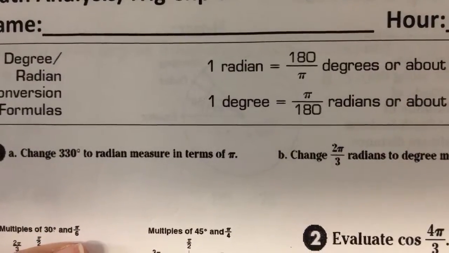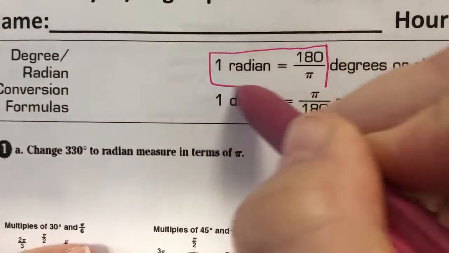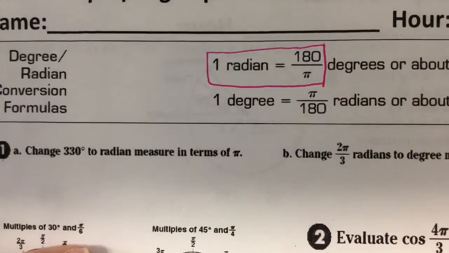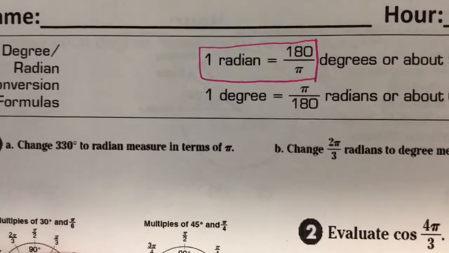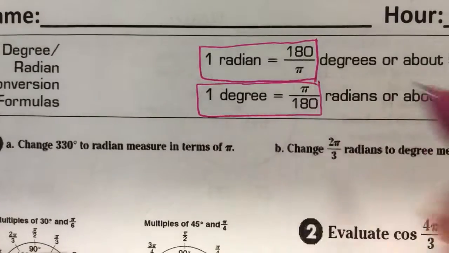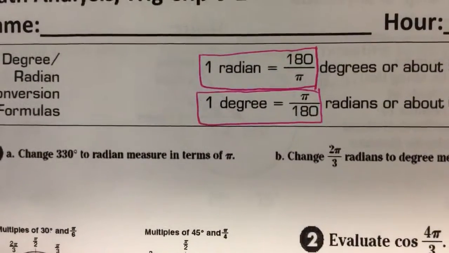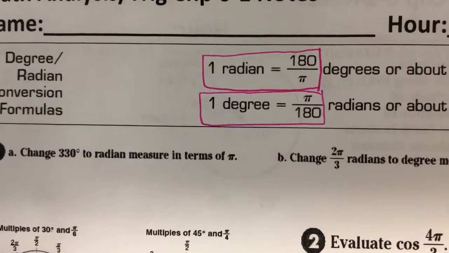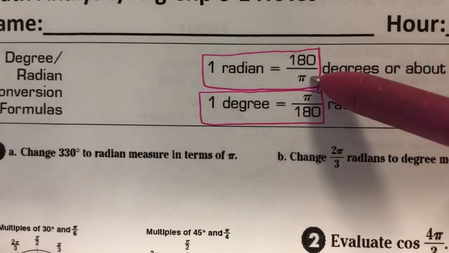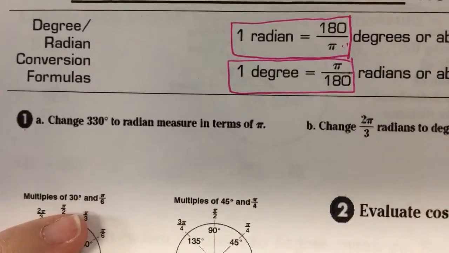And the important part is going to be right here. 1 radian is equal to 180 over pi. And 1 degree is going to be the opposite. We're just going to flip it, pi over 180. So depending on what they want us to convert to and from will determine which one of these we're going to use. Okay, so let's look at this first one.